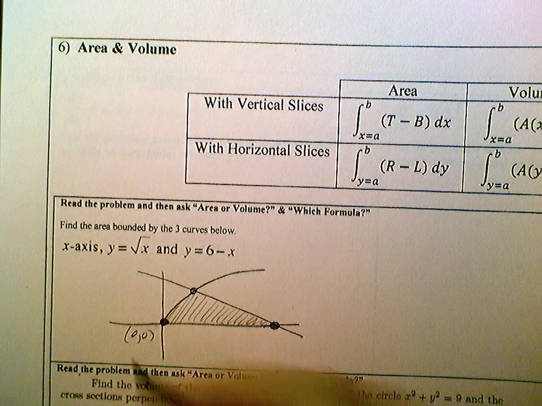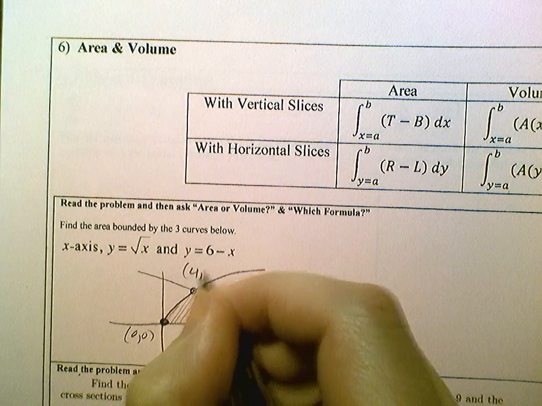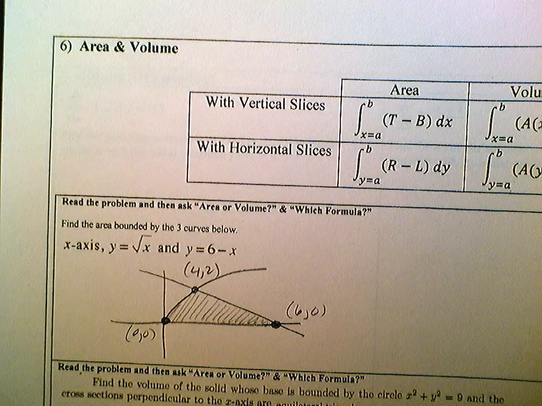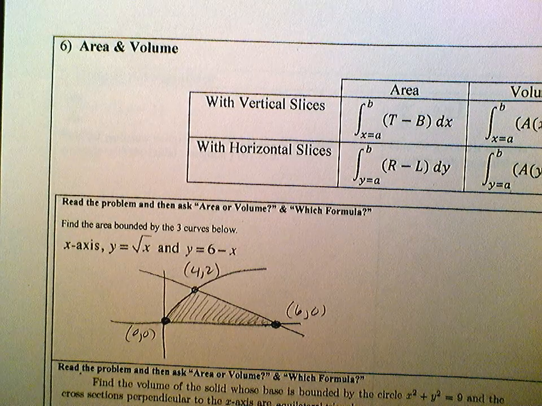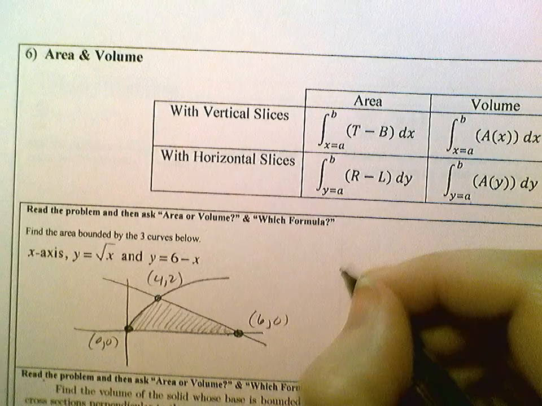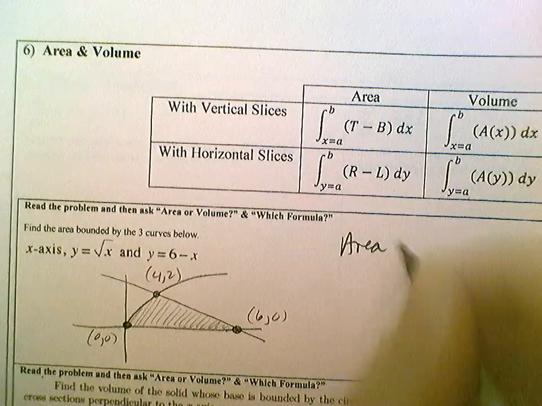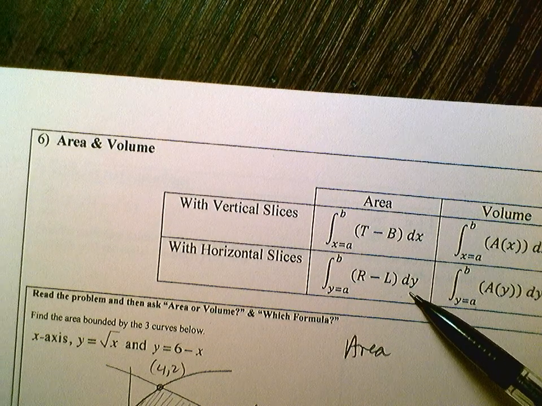To save time, I'll tell you these points. That's (0, 0). That's (6, 0). And that's (4, 2). Okay, so first we're going to ask area or volume. They said very explicitly, guys, find the area. So this is area. Now we just have to decide which of these area formulas we're going to use.